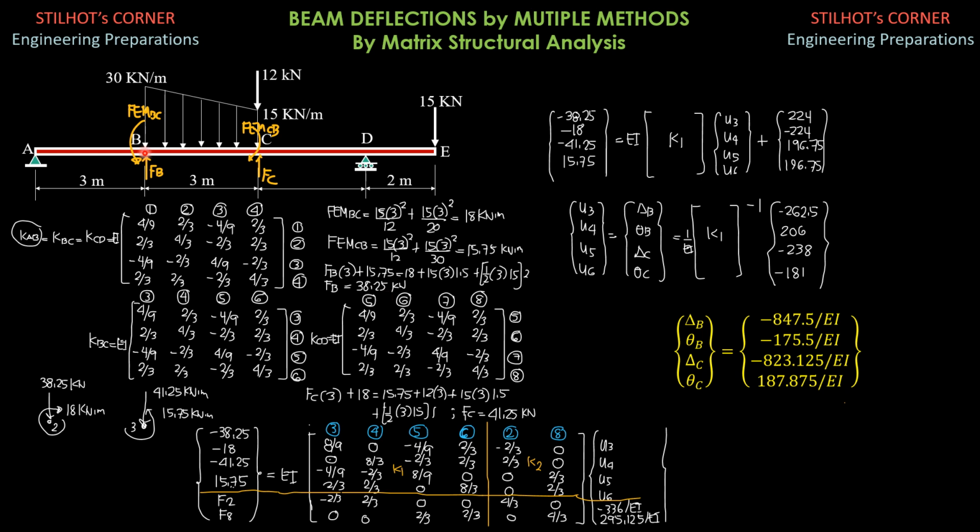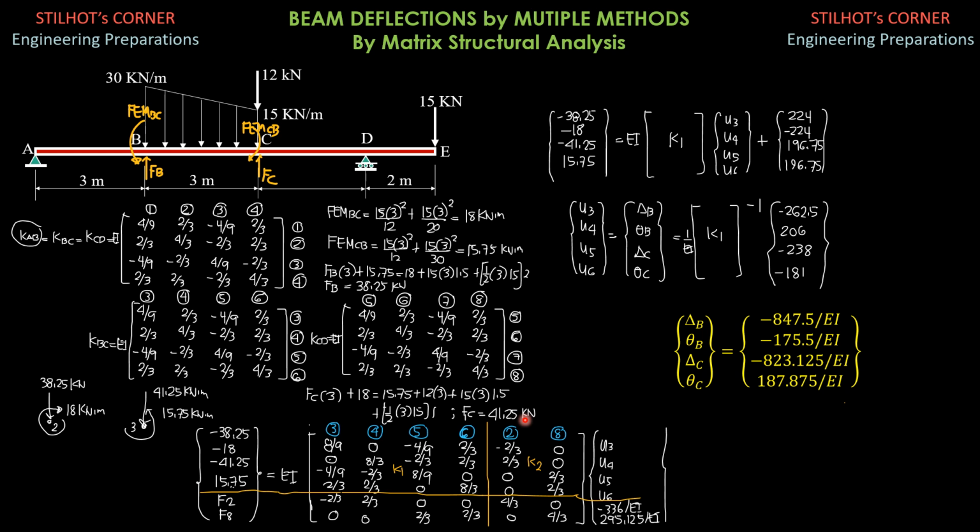Likewise, we sum up moment about B. F sub C times 3 plus fixed moment BC, which is 18, equals fixed moment CB, 15.75, plus the moment of the rectangular loading, 15 times 3 times 1.5, plus the moment of the triangular loading, 1/2 of 3 times 15 times 1. So F sub C is 41.25 kilonewtons.